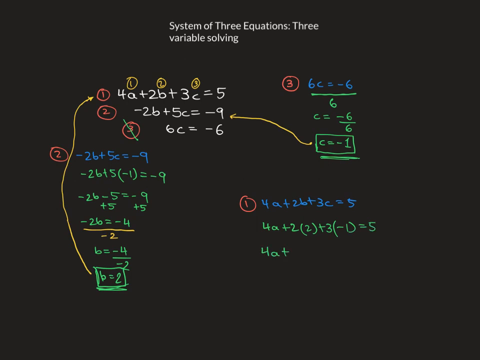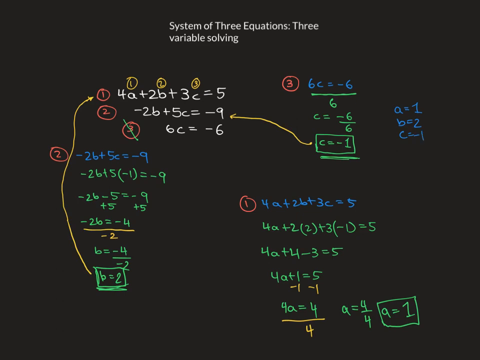4a plus 2 times 2 is 4. 3 times minus 1 is minus 3, is equal to 5. 4a plus 1 is equal to 5. And then we go minus 1, minus 1. 4a is equal to 4. And then we divide by 4. A is equal to 4 divided by 4. A is equal to positive 1. So now we have all three variables, and we can write it as one set: a is equal to 1, b is equal to 2, c is equal to minus 1.